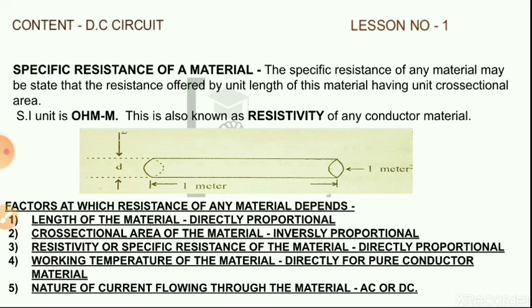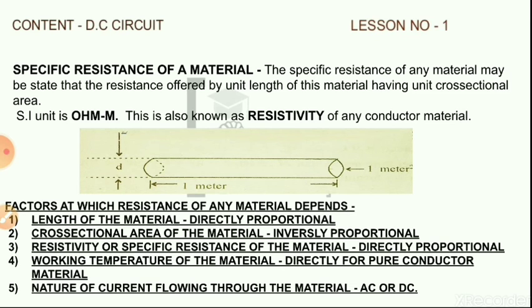The specific resistance of any material may be stated as the resistance offered by unit length of this material having unit cross-sectional area. The SI unit of specific resistance is ohm meter, and this is also known as the resistivity of any material.